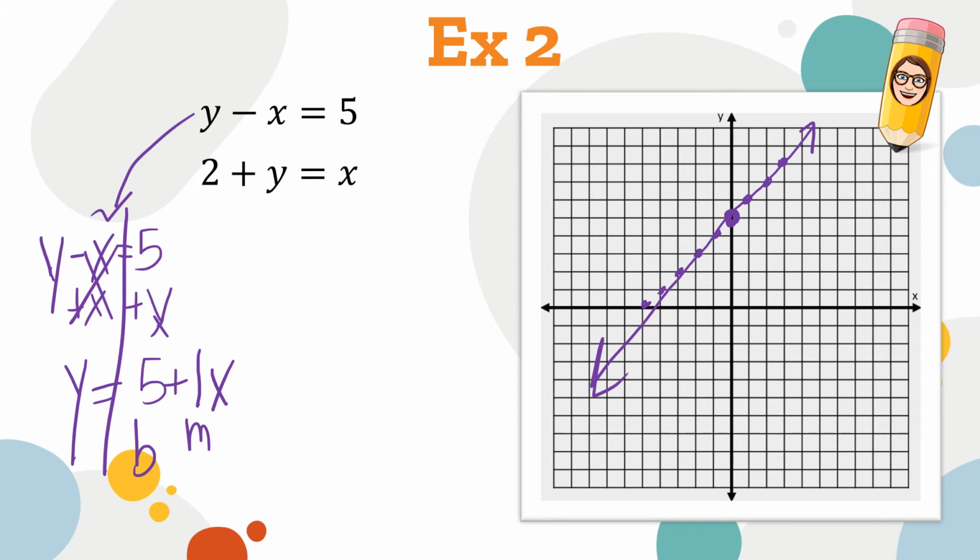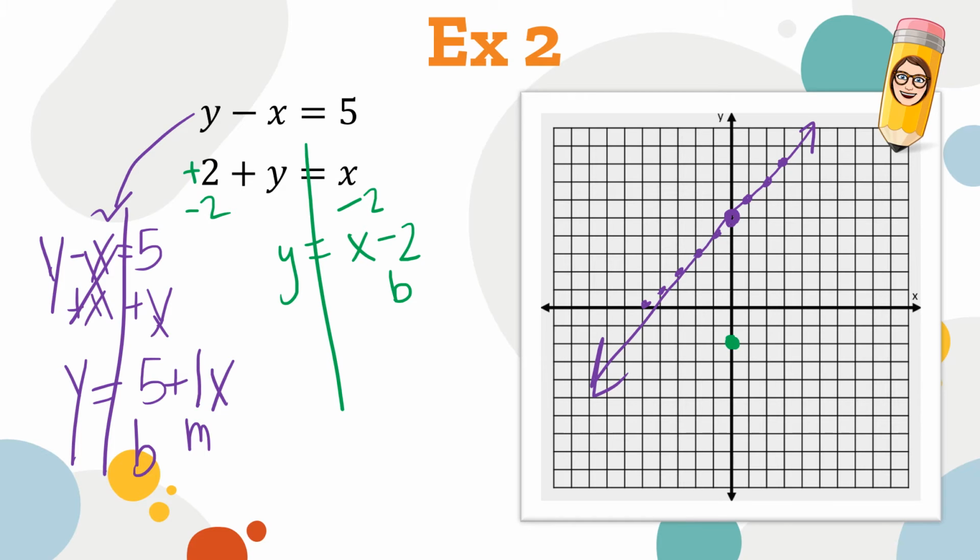Let's take a look at the second equation. My goal is to solve for y. I currently have a plus 2, so I'm going to minus 2. The y falls down and I have x minus 2. So I'm going to begin the number by itself at negative 2.